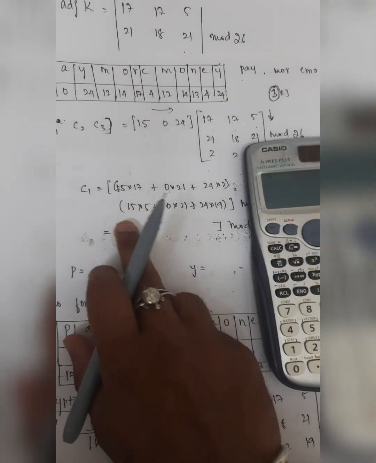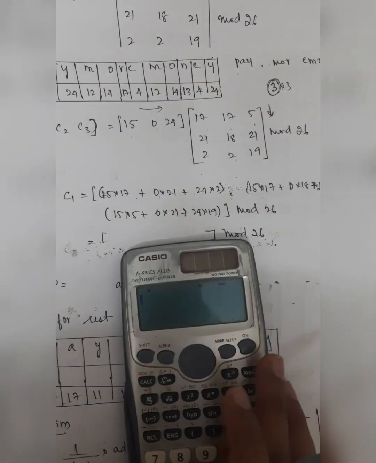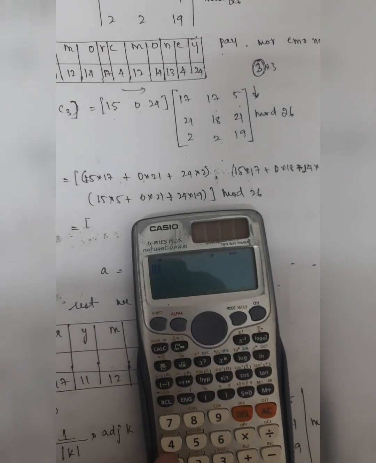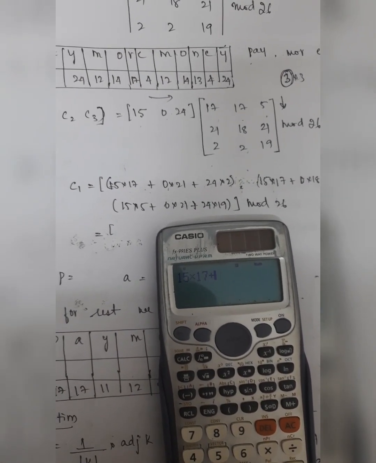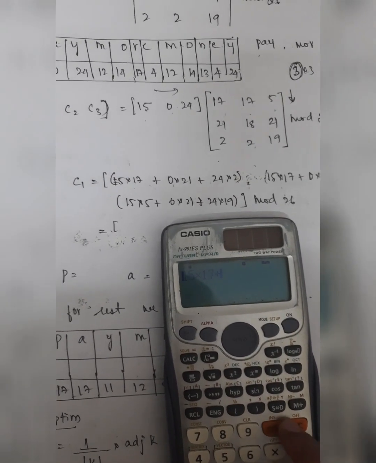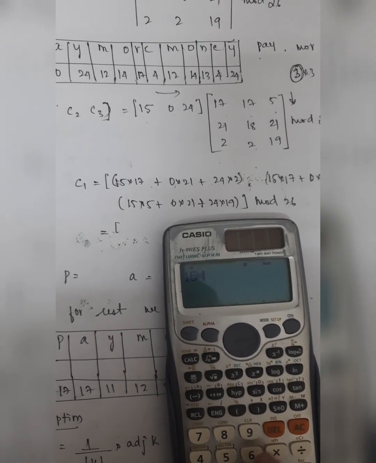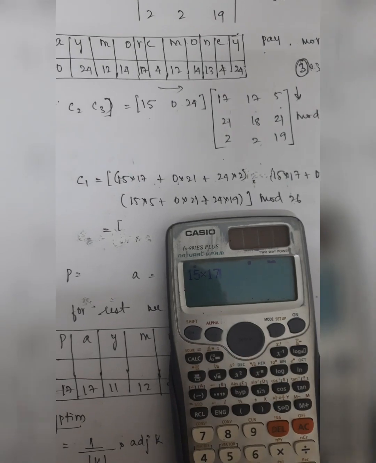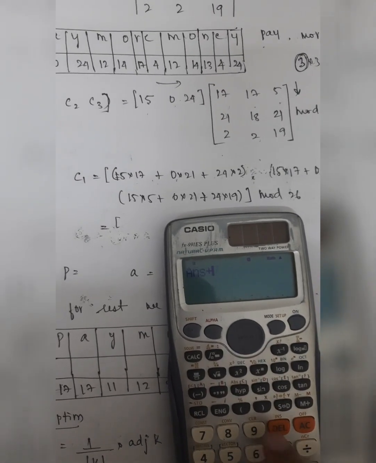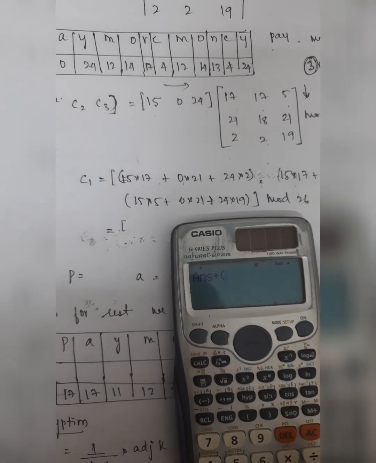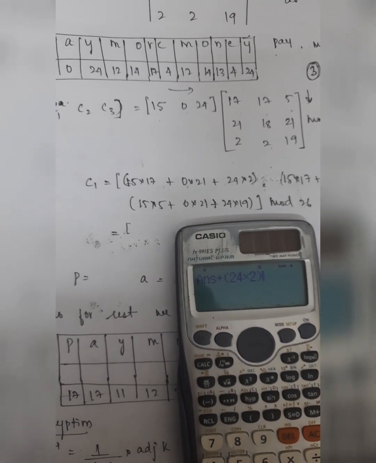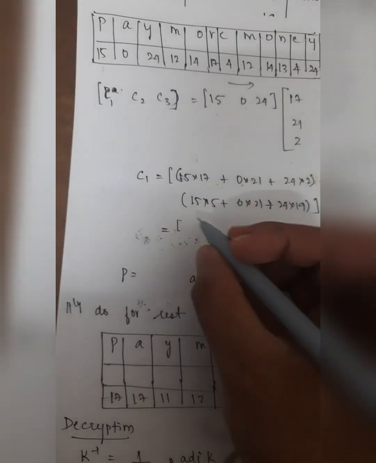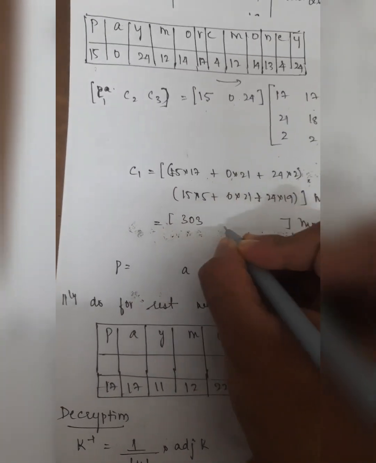Now let us calculate this. Okay, let us simplify each term. So we have to write 15 into 17. We got 255, plus 0 into 21 is 0 only, 24 into 2 and so on, which gives 303. Okay, so take this as 303, the first term.